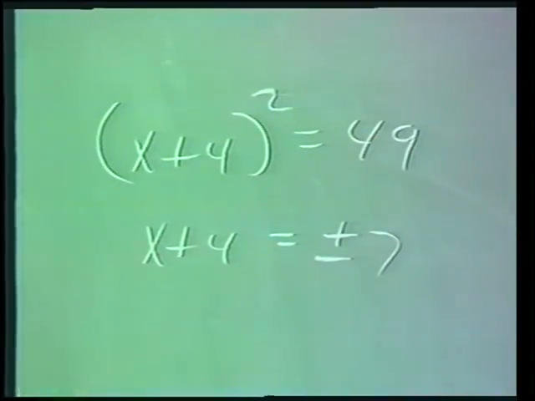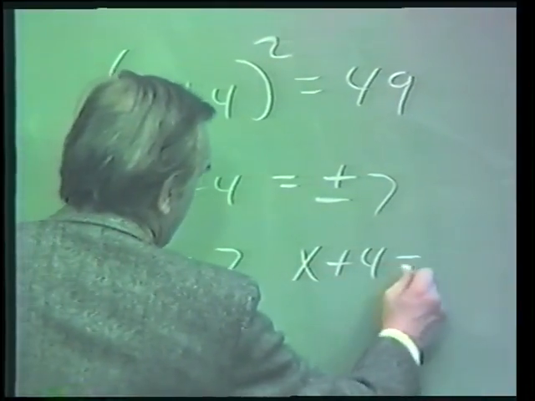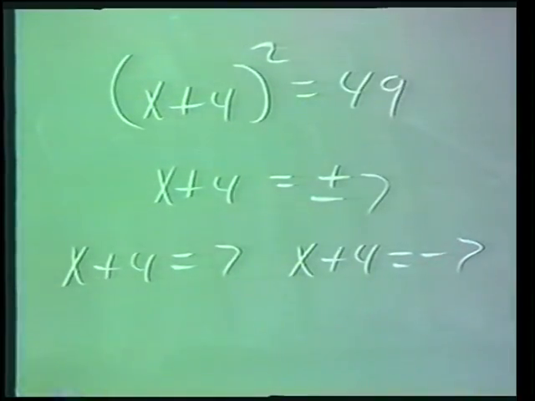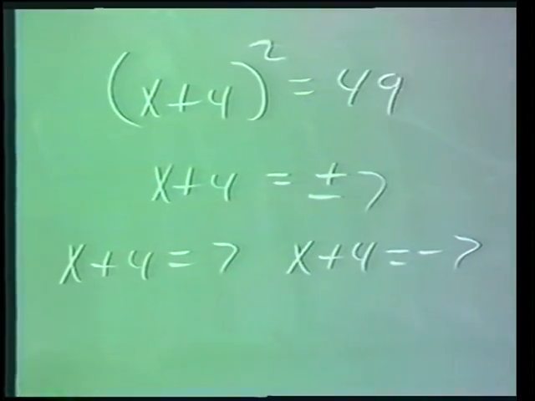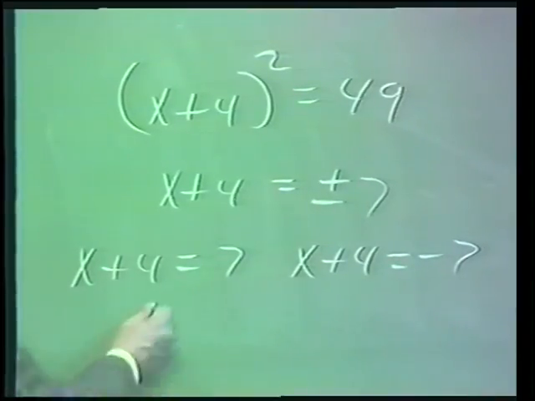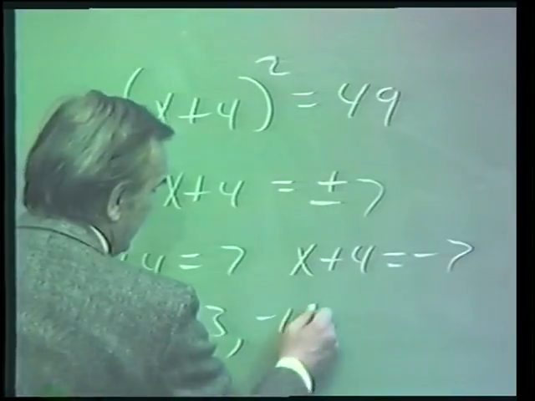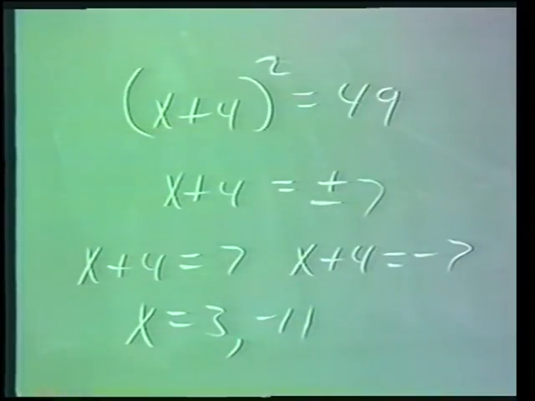We now solve that for x. We have two answers. We have x plus 4 equals 7, and x plus 4 equals negative 7. Two very, very simple equations. We solve each of these. We get x equal 3. We solve this one, we get x equal negative 11.